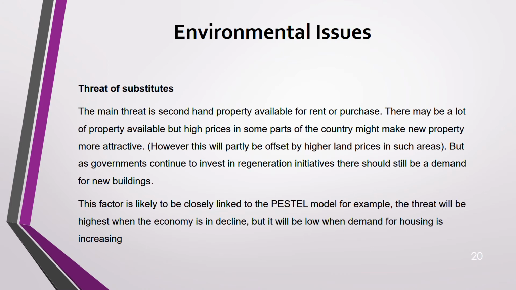And next, this factor is likely to be closely linked to the PESTLE model, for example. How? The threat will be highest when the economy is in decline, but it will be low when the demand for housing is increasing. You have this threat, okay? When the economy is in decline, no one will want to go for the higher prices, higher land and all. They will go for the lower things only, old buildings. But when the economy is recovering or when the demand for housing is increasing, this threat is low. Threat of substitute is low.